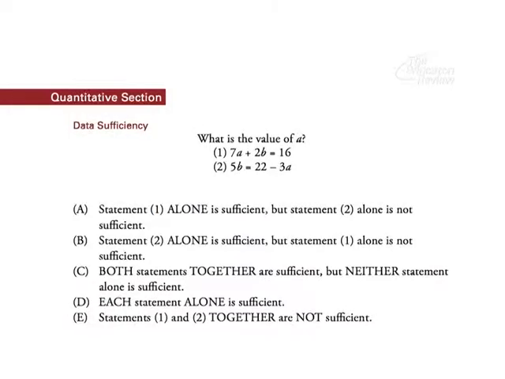So what is the value of A? Statement 1 by itself gives us 7A plus 2B equals 6.